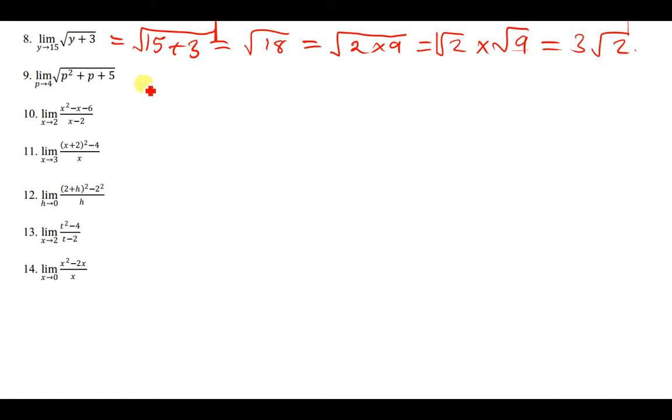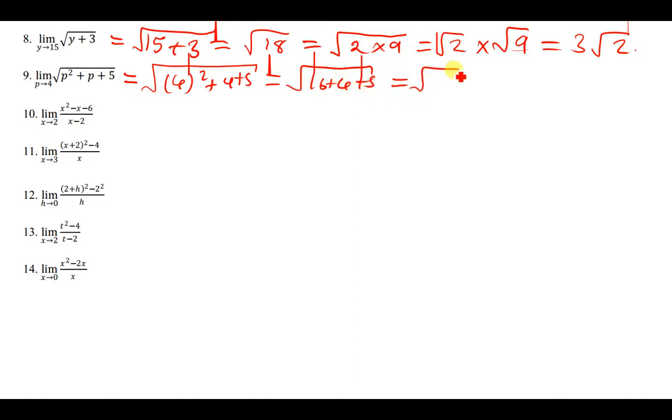You can write that. This one is also found by replacing p with 4. When you replace p with 4, you're just going to have 4 squared plus 4 plus 5. So 4 squared gives you 16, 16 plus 4 plus 5 gives us 25. So the square root of 25 gives us 5.